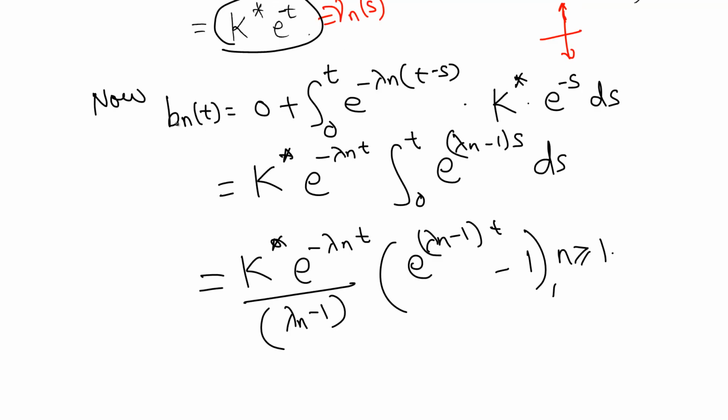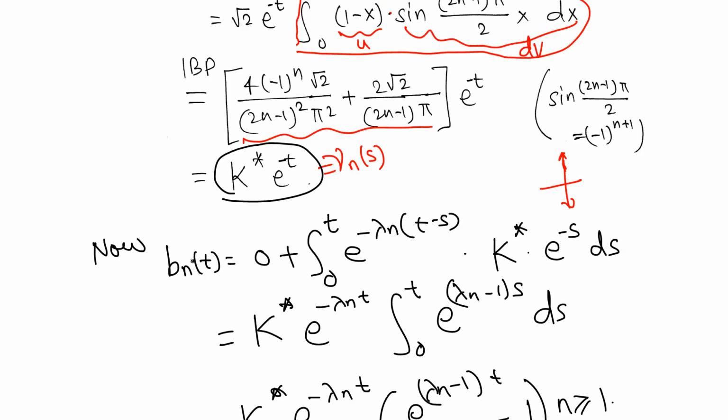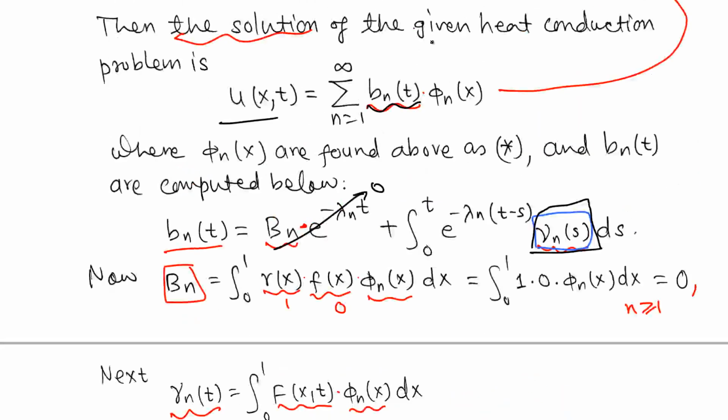So we basically found b_n's in terms of this, where the lambda_n's are the eigenvalues found earlier. K star is here, this whole chunk, and once we have b_n(t), then b_n(t) times phi_n(x), and the sum is the final solution.